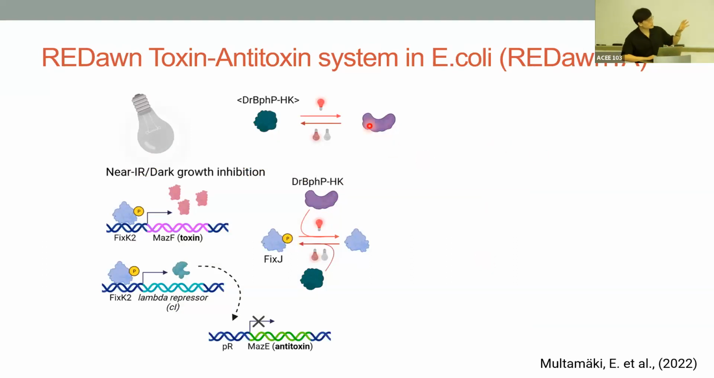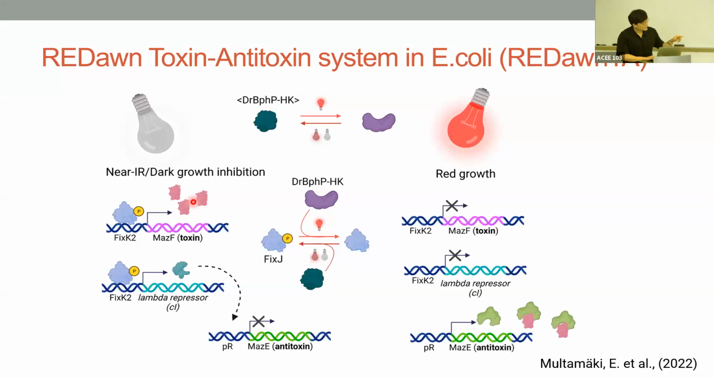So we have the same set of tools. Here, this is a photoswitchable protein called DrBphP that changes conformation with red and comes back to its original conformation in near IR or dark. When you shine near IR, this protein can phosphorylate FixJ again, binds the FixK2 promoter and makes toxin. When you shine red, this now removes the phosphate group again, and the same idea, it no longer makes the toxin or lambda repressor, now allowing antitoxin to allow cells to grow.